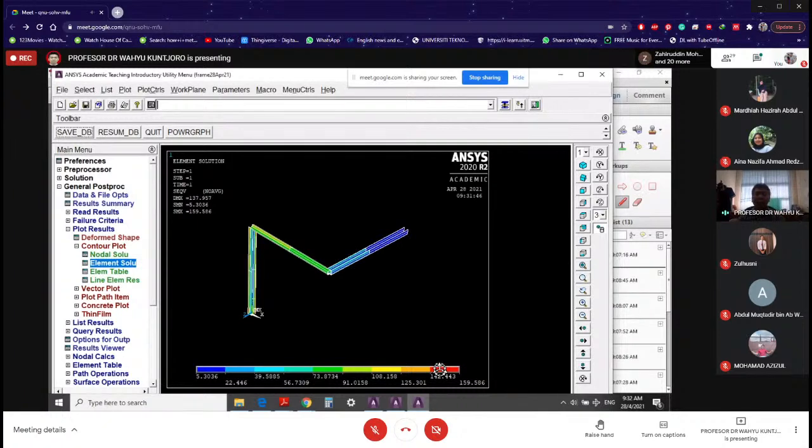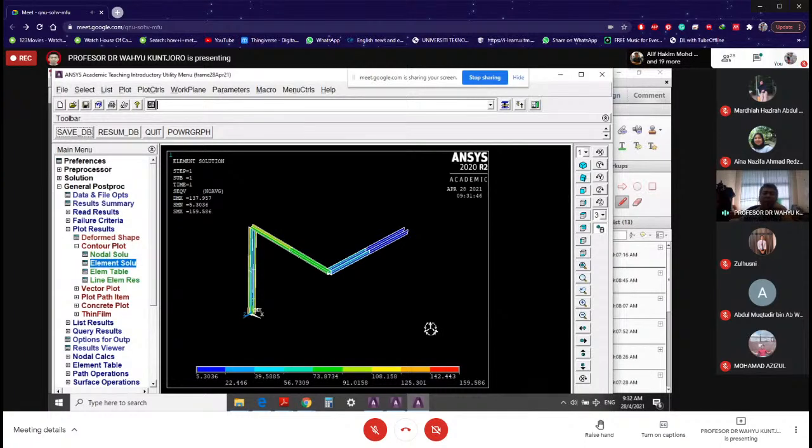Safe meaning that there is no plasticity because it is still below the yield point of mild steel, which is around 200, 220, okay, while this one here is 160. So because of that, then this structure is safe, only that it is a bit too flexible. Okay, so that's our information so far.